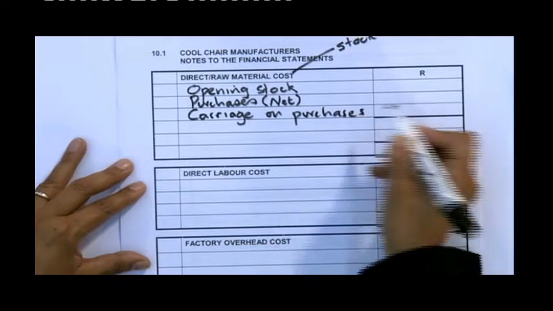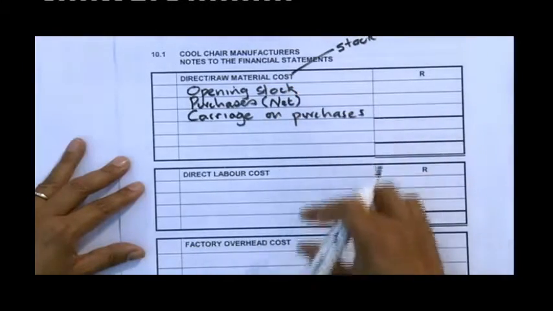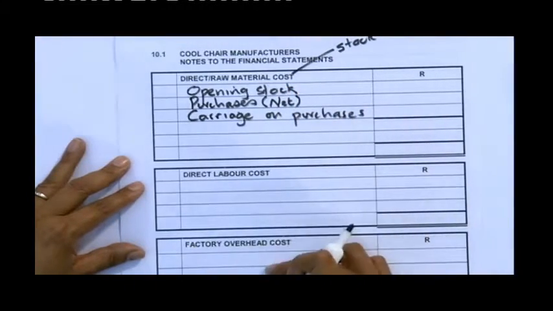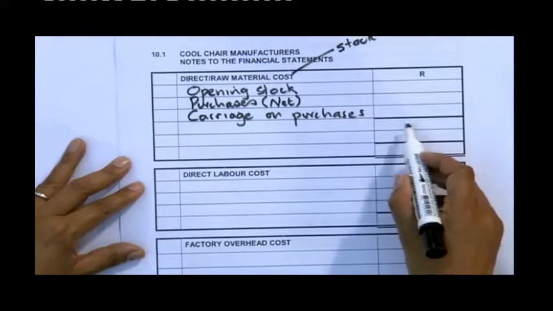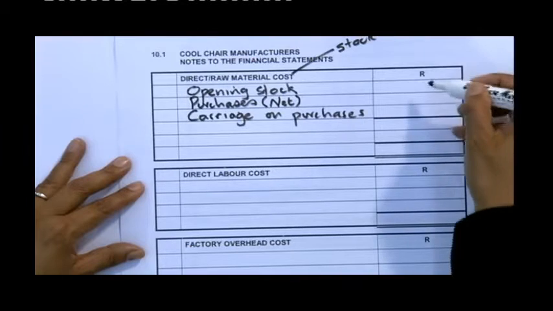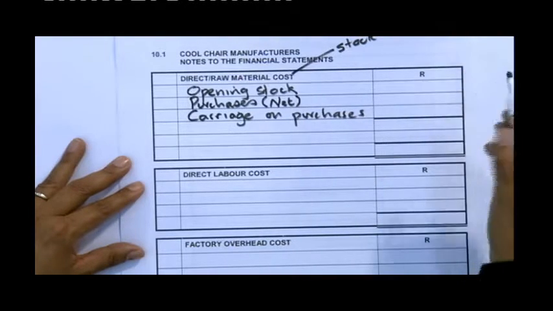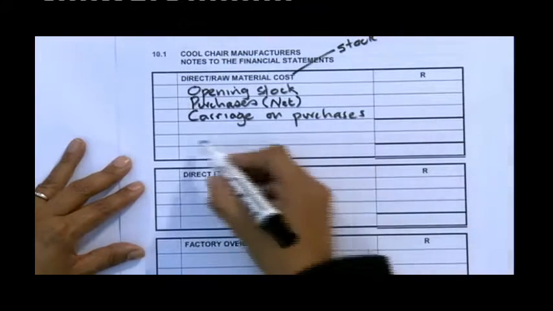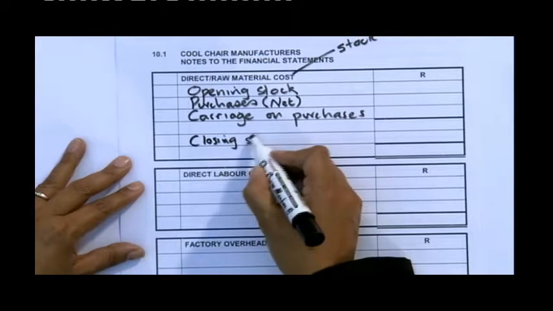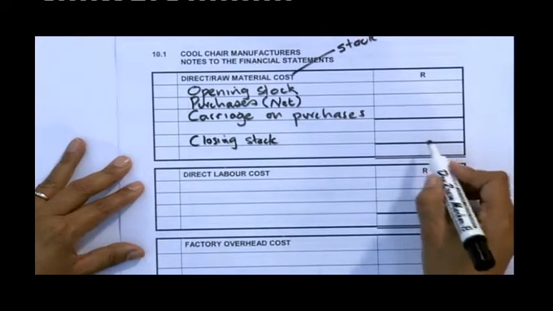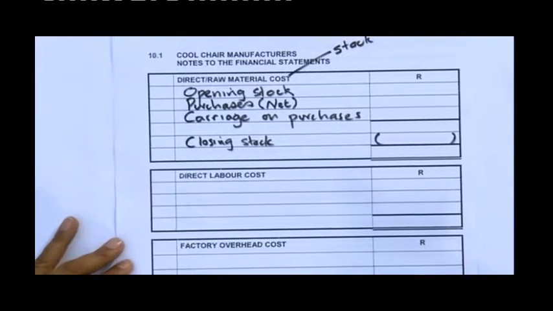And I suggest that when you do this question in the exam, that you actually memorize your notes so that you can fill it in so that you don't become confused. That line is left open because that's just for a total, because we're going to simply take opening stock plus net purchases plus carriage on purchases. So we're going to add these 3 together, and then we're going to minus closing stock. Okay, and your closing stock, because you're going to minus it, will be in brackets.